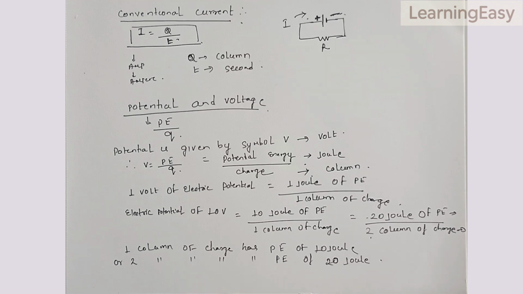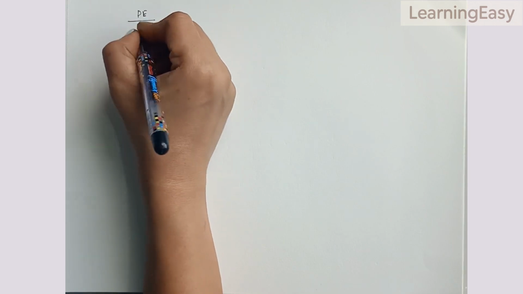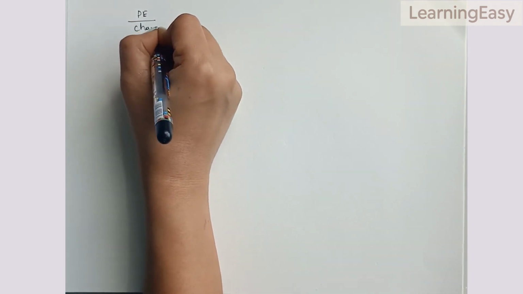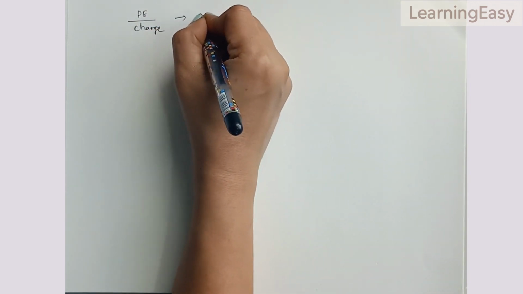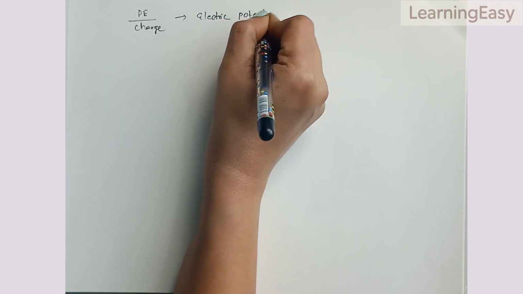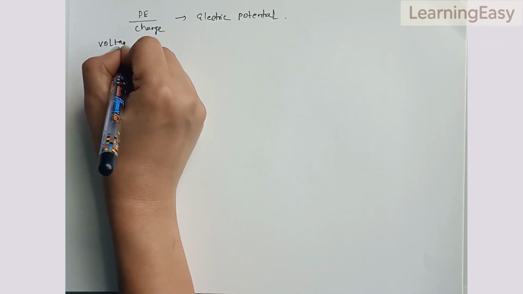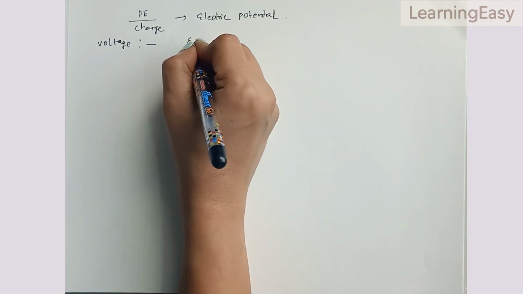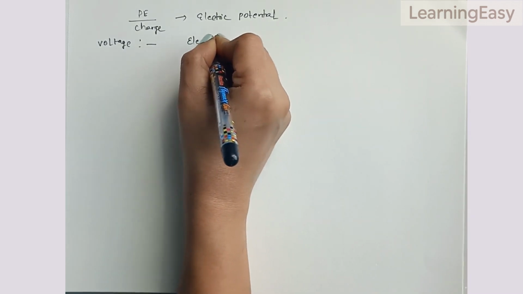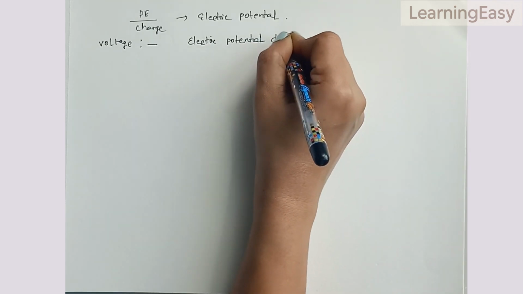Next, let's discuss voltage. Potential energy divided by charge is your electric potential. What is voltage? Voltage is your electric potential difference.